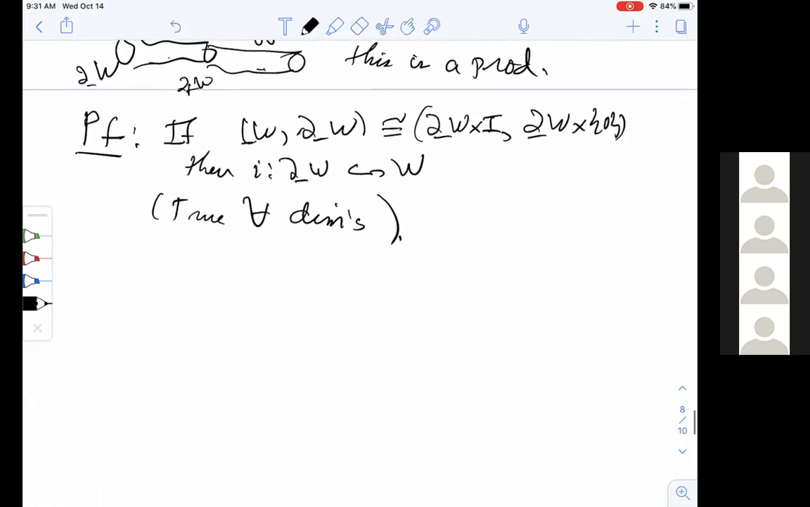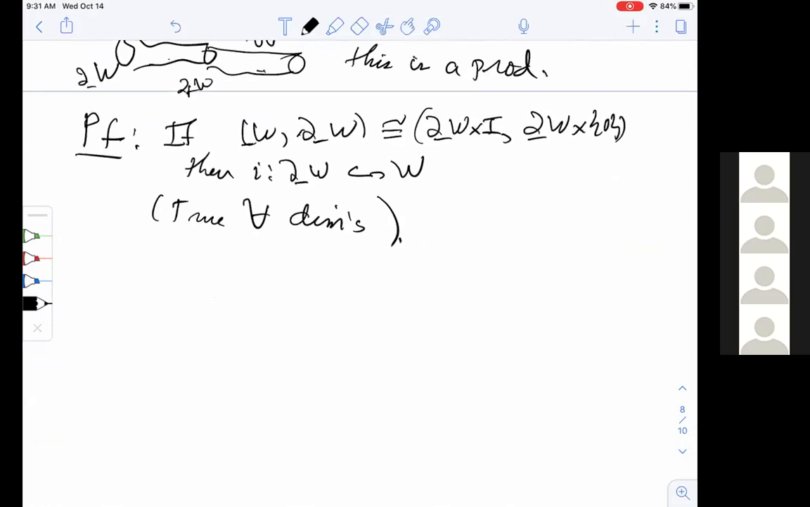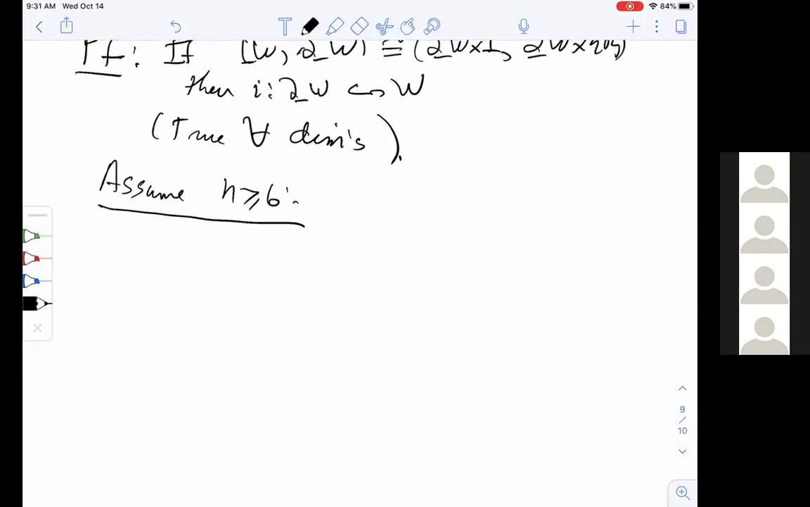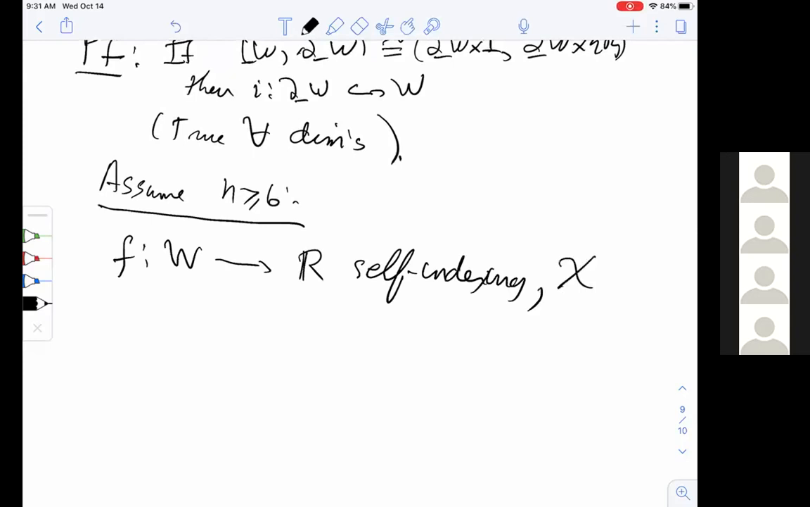The more interesting direction, which is this algebraic invariant that describes the topology or geometry, requires the dimension restrictions. So now I'm going to assume n is at least 6, as I had to for the s-cobordism. Okay. F is a Morse function, self-indexing, and chi is a gradient-like vector field.